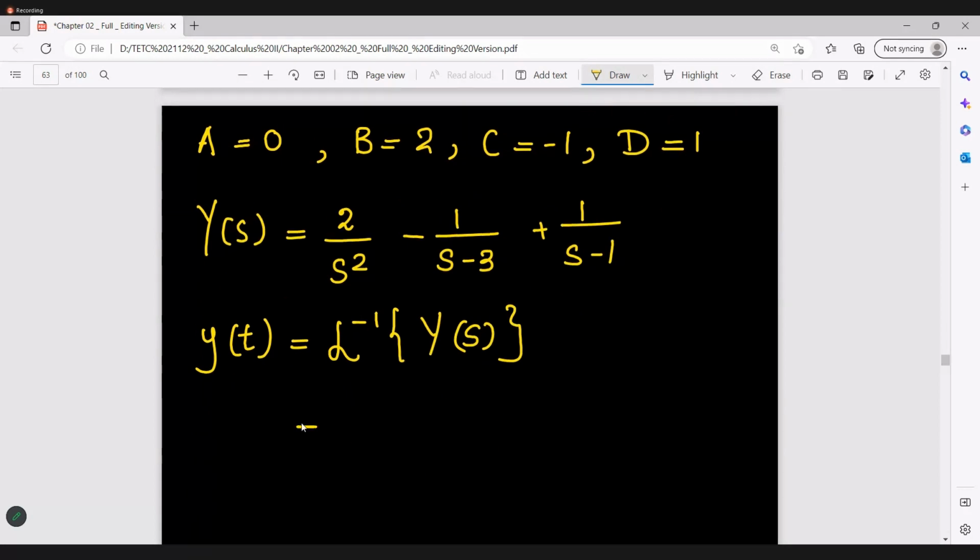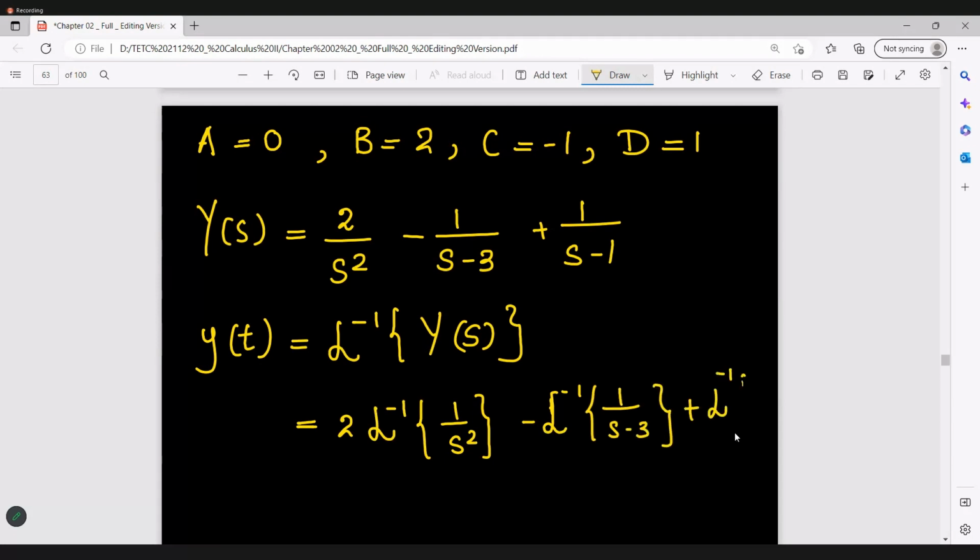So it provides 2 times inverse Laplace transform of 1 over s squared minus inverse Laplace transform of 1 over s minus 3 plus inverse Laplace transform of 1 over s minus 1. Tell me the answer.